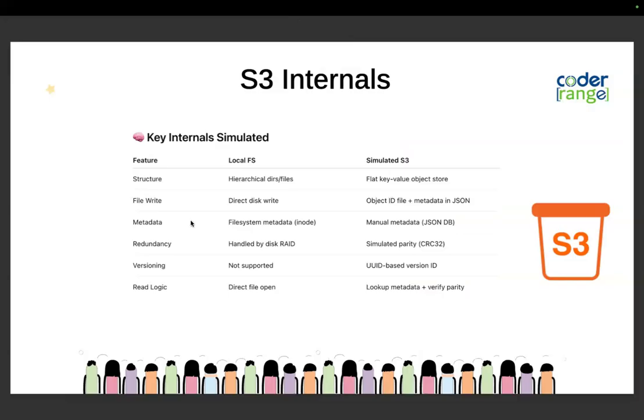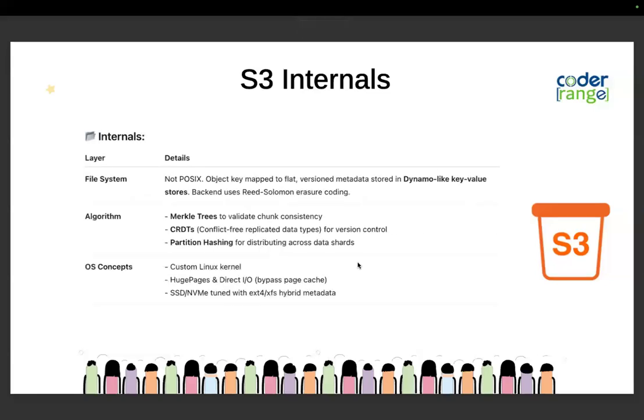That is a demonstration. A normal file will have a disk write, but here we have an object ID. I demonstrated object ID plus metadata in the JSON file. Here you can use manual metadata also, but all the versioning here happens with a UUID. That is what I call a unique ID. So super, guys. Now S3 internals I have demonstrated.